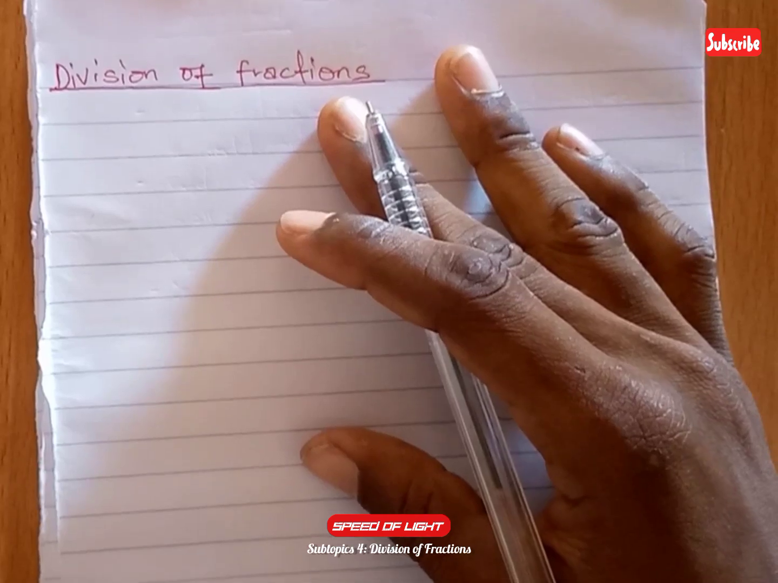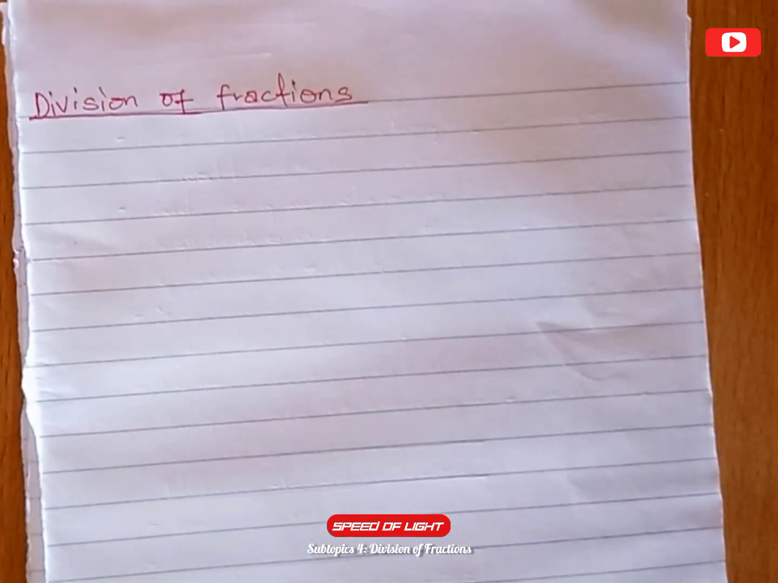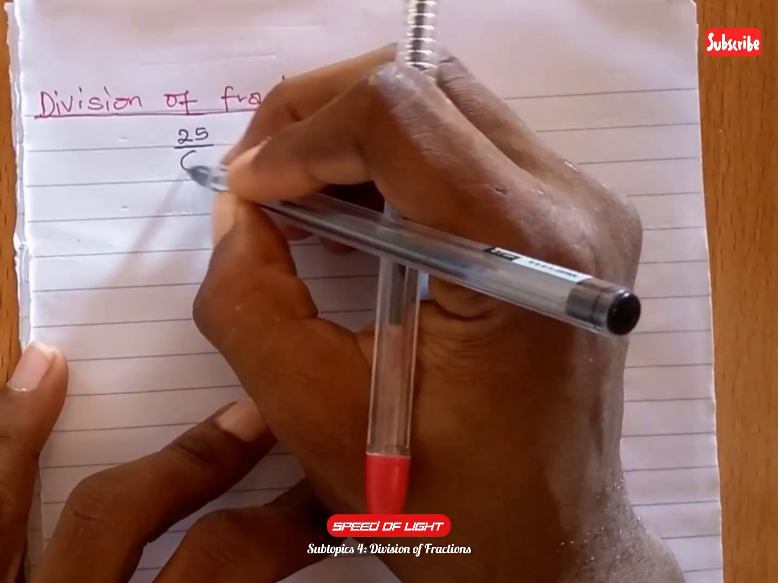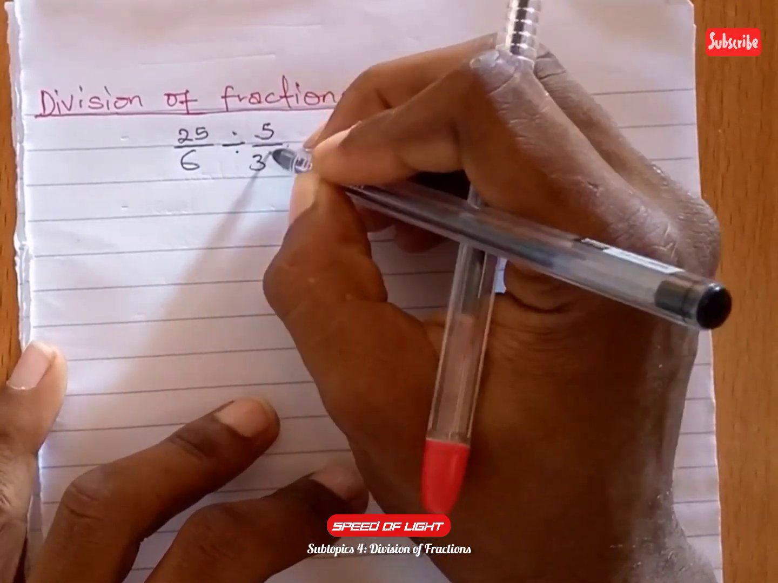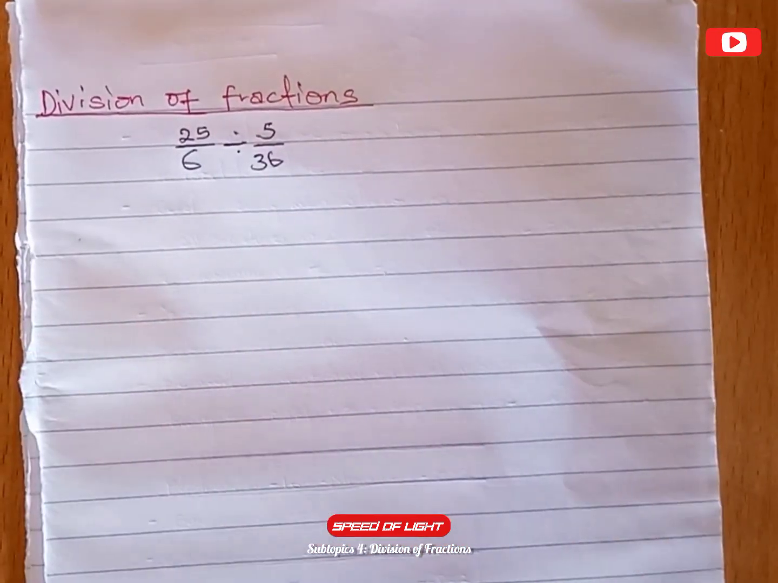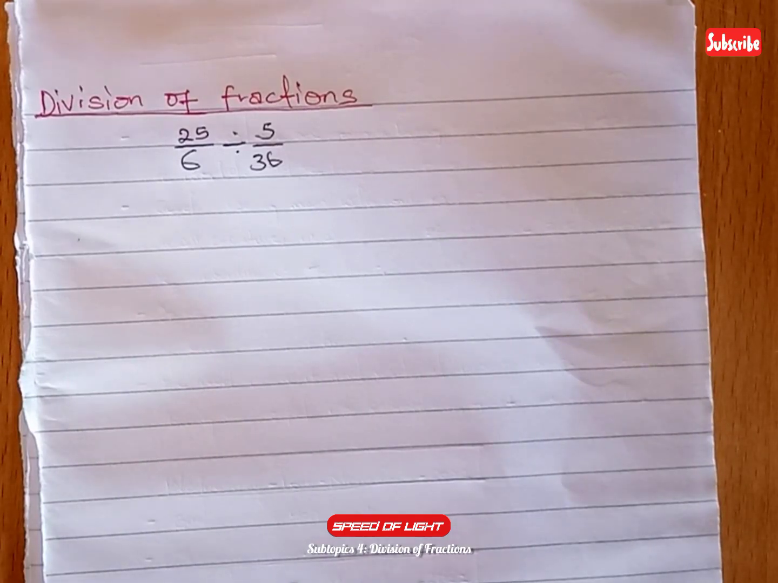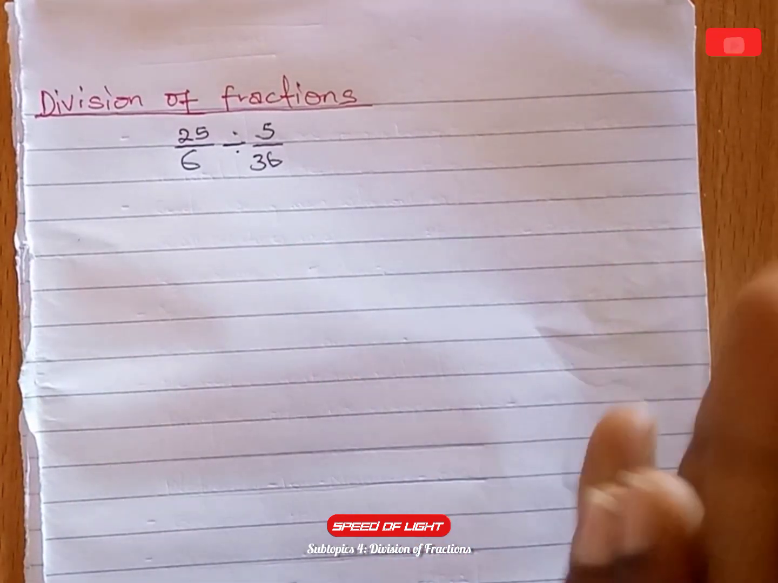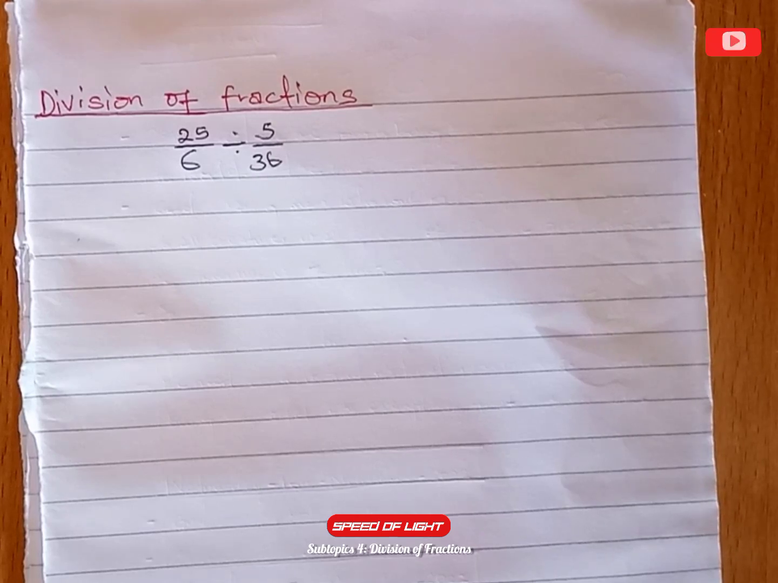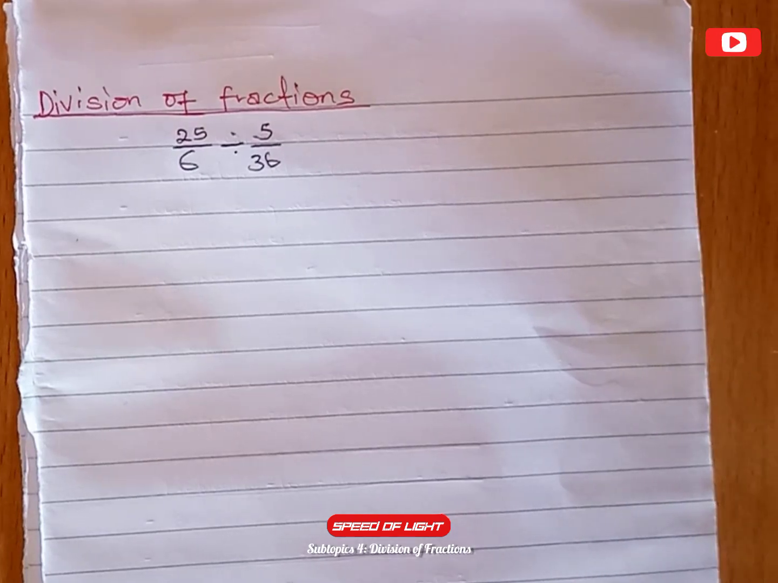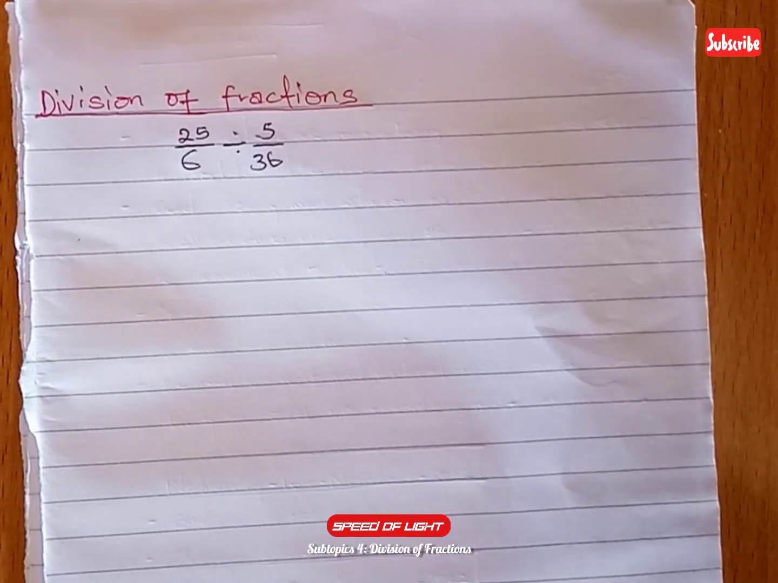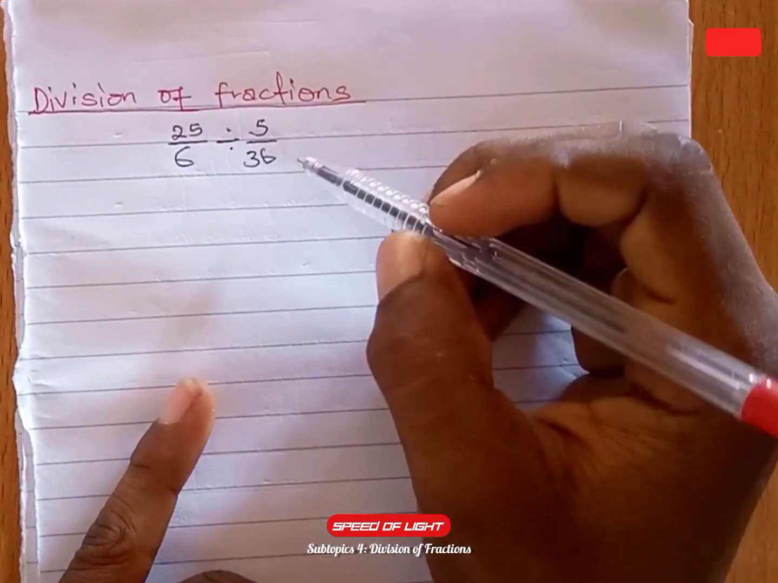Okay, we have a topic before us, division of fractions. Let's give a question. That's the question. Now let's solve this question very fast. Just like multiplication of fractions, we don't find the LCM. Now we have 25/6 divided by 5/36. Now there's what we call the reciprocal. The reciprocal of a fraction means taking what's beneath to the top and taking what's at the top beneath. You see that?